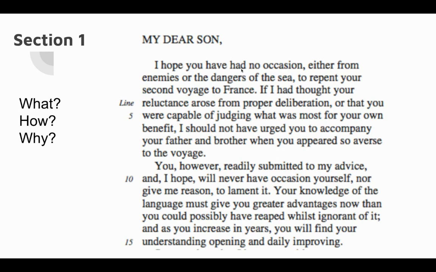So in the first couple paragraphs of the letter, Abigail's purpose in writing the letter is to let her son know, to reassure him that he did the right thing when he agreed to go on the trip. And she uses an extremely interesting motherly tone.